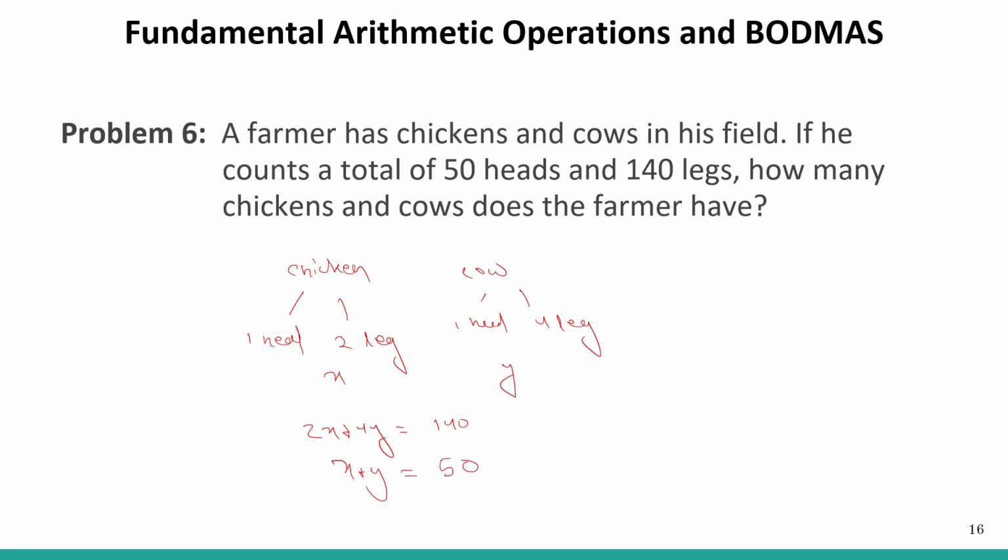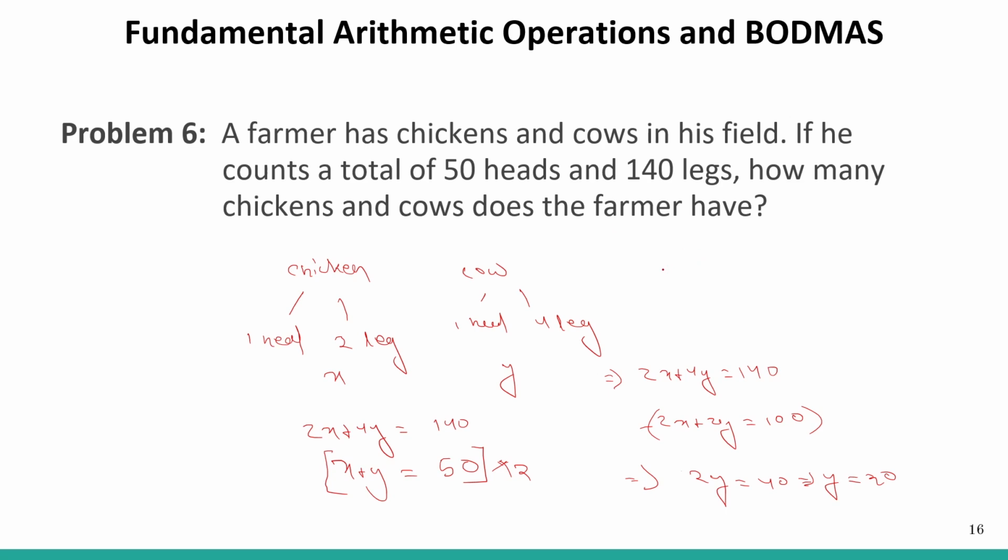So what we can do right now is we multiply by 2 into this equation. Okay, we multiply 2 with the whole equation. So what we are left with is 2x plus 4y is equal to 140 and 2x plus 2y is equal to 100. So by minusing this from that, what we are left with is 4y minus 2y, which is 2y, is equal to 40. So this implies that y is equal to 20.